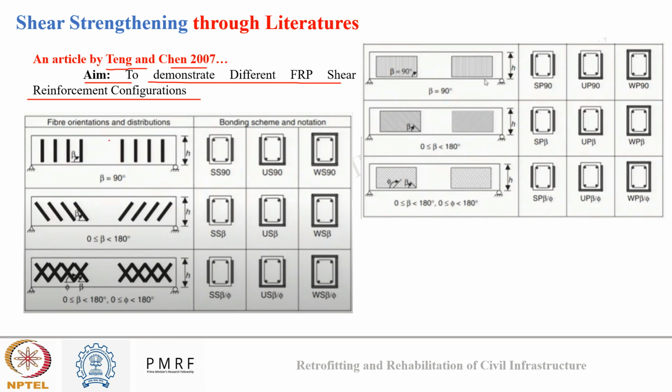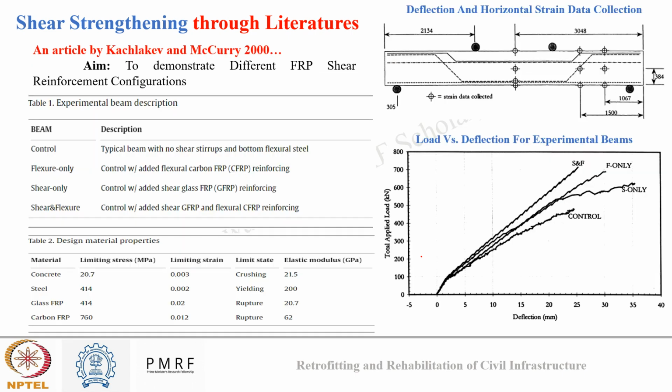So they talk that FRP orientation in 90 degree and how it can be placed on sides, U-shape and completely covering. Then they talked about in between, like angled FRP strips also, again on sides, U-shaped and completely covered. And they talked about both direction wrapping also for all the three schemes. And they again talked about 90 degree, 45 degree and cross degrees, and how different configurations can be drawn from each of the methods. So this is what they talked mainly.